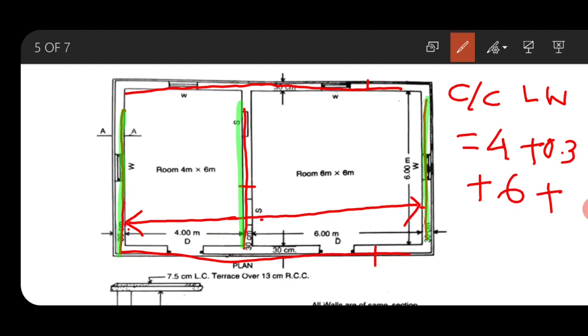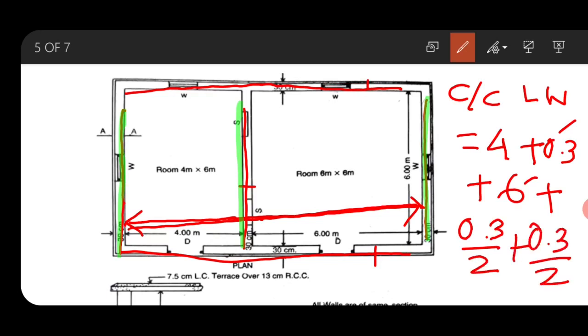Starting from this to this. So, this is the in to in dimension, which will include first the first room, that is of length 4 meter, then plus 0.3 is the wall thickness, then plus 6 meter, that is the length of another room. Then in order to get the center to center length of long wall, so with this in to in wall, when we will add half of the thickness of wall on both the side, we will get the total center to center length. That means we have to add here, because we need the center to center length.